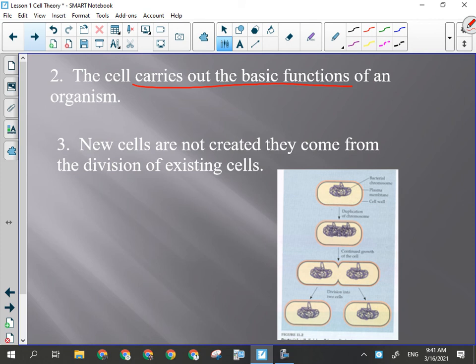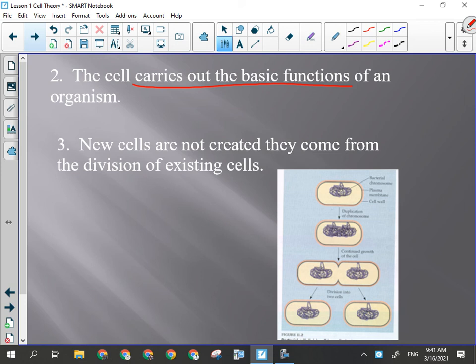So ideally, I'd be able to take a cell from your body, put it in a nutrient medium where it had everything it needs to survive, and it should be able to just carry on. That sort of makes sense? That cell should be able to carry out all the functions it needs on its own.